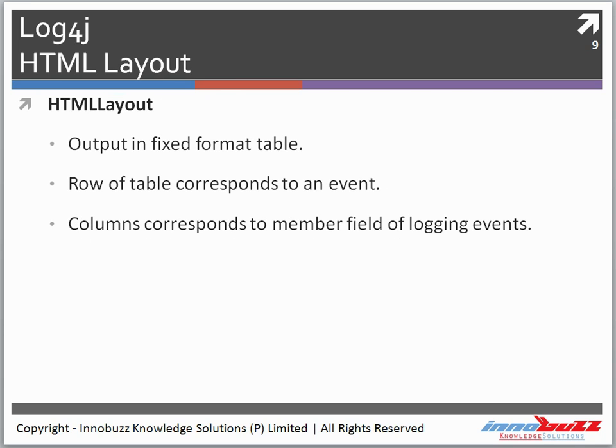HTML layout. This layout outputs events in a fixed format table. Each row of the table corresponds to an event with 5 columns: time, thread, level, category, and message, which correspond to member fields of the logging event.